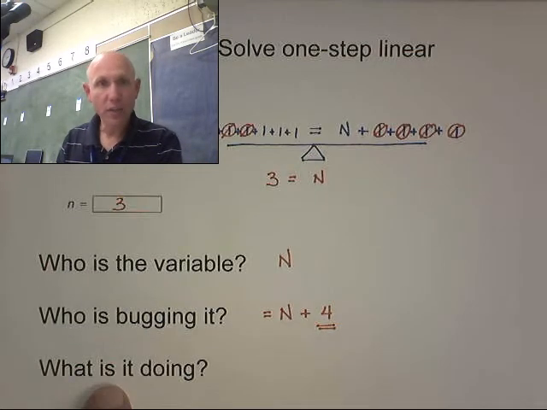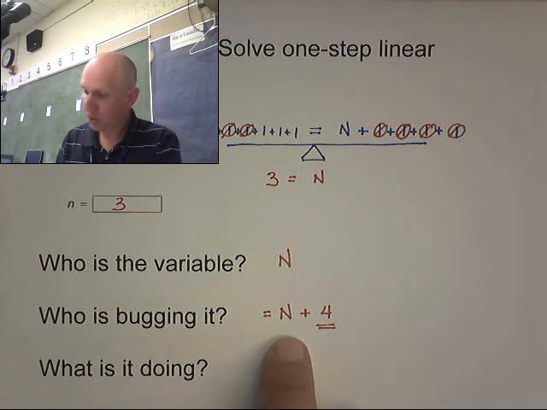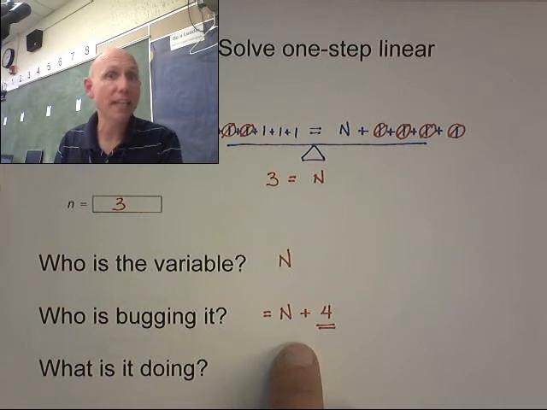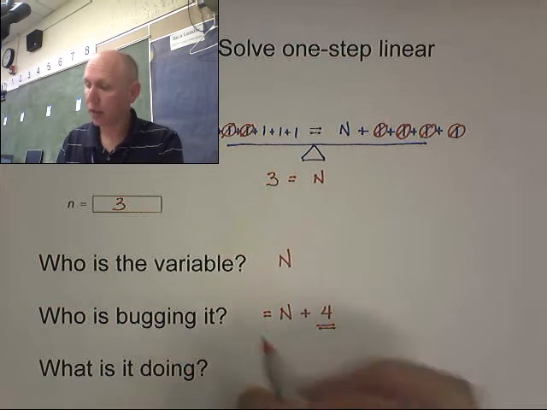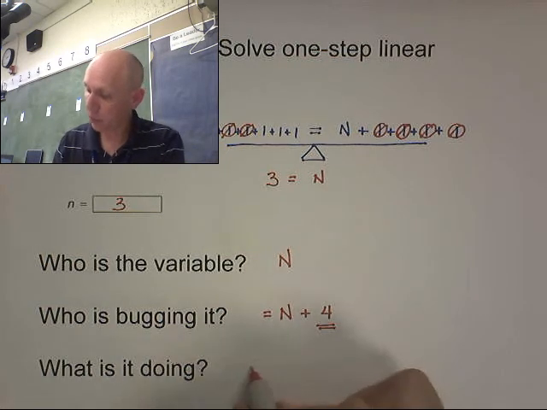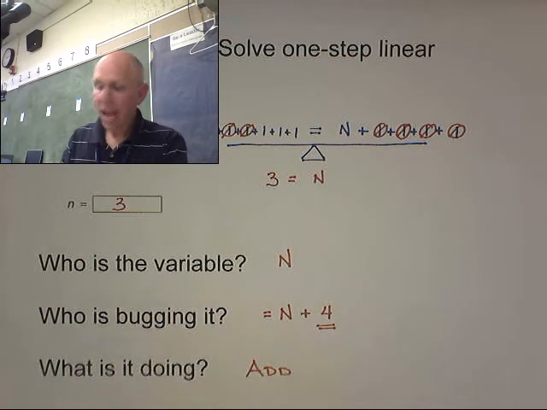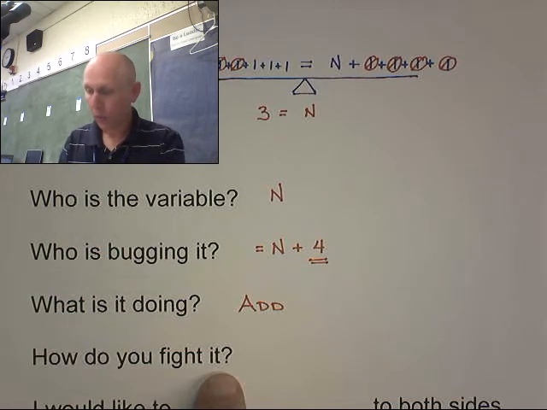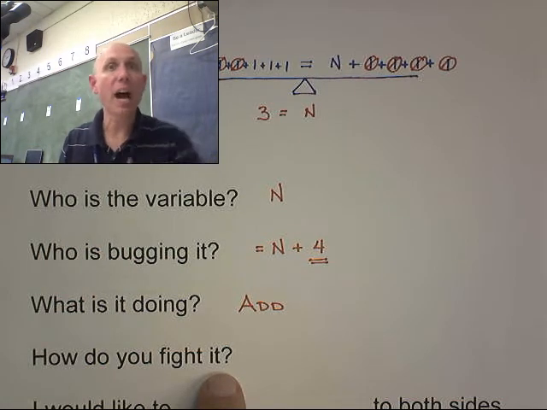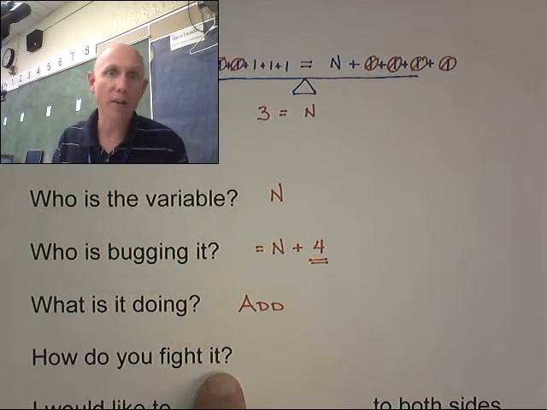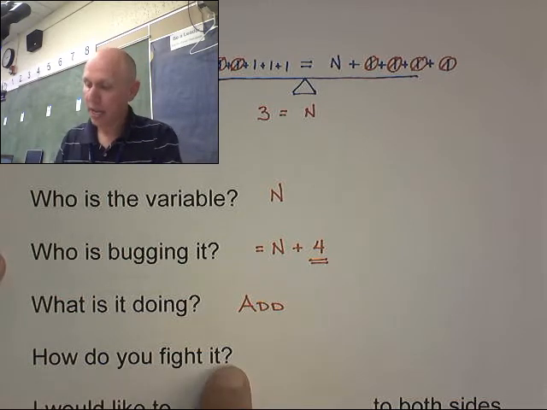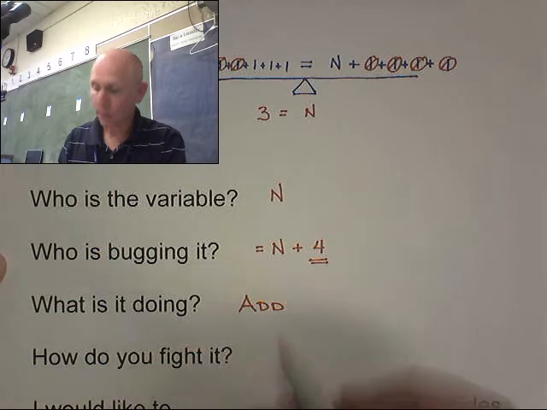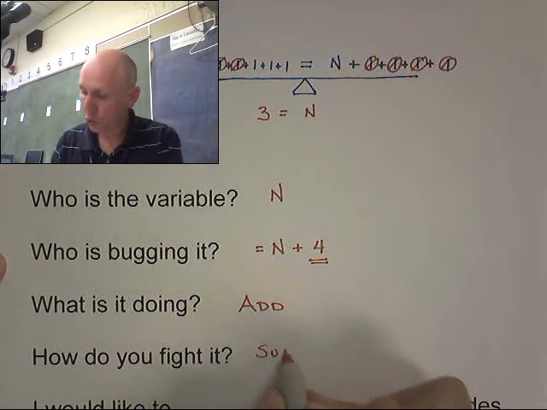What is that 4 trying to do to the n? Is he trying to multiply the n? Is he trying to divide the n? Well, he's trying to add to the n. How do you fight addition? I'm going to fight everything with the opposite. How do you fight fire with water? Those are kind of opposites, correct? How do I fight addition? I'm going to fight it with subtraction.